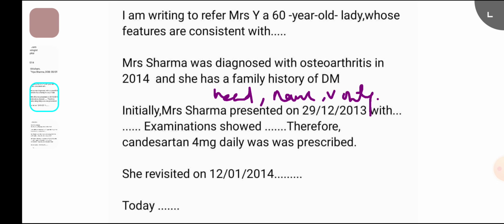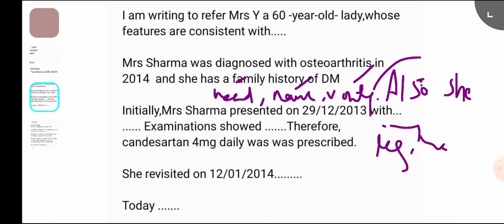I put a full stop. Also, initially Mrs. X presented with the complaints of headache, nausea, vomiting. Also, she complained of leg pain and headache. So, by using "also", you need to put a comma here. So you have broken down your 5 or 6 symptoms into 2 sentences, and that's going to make it look nice.